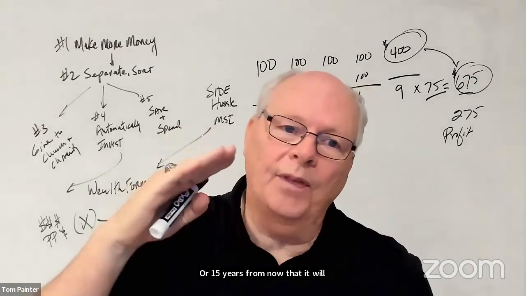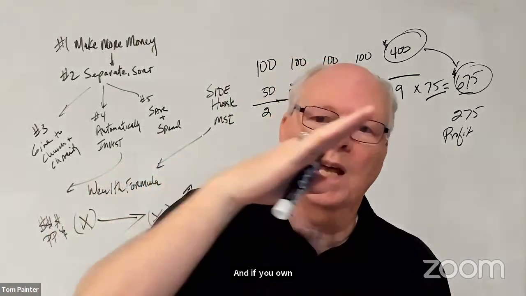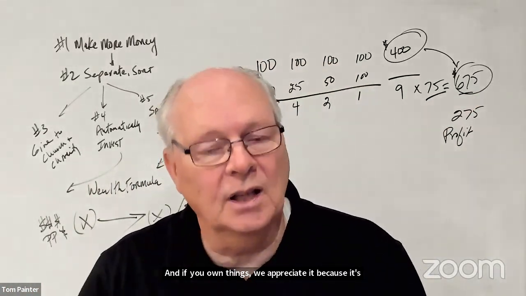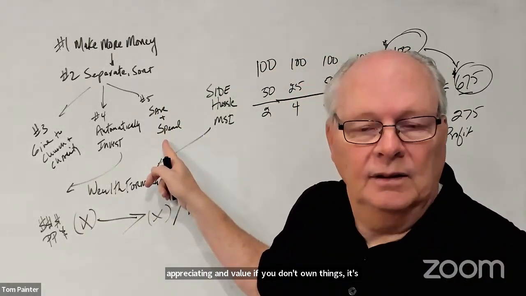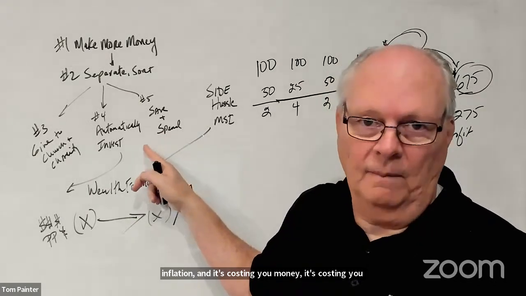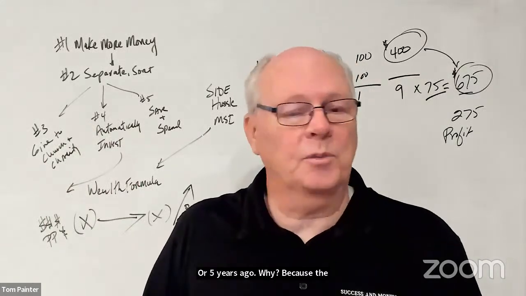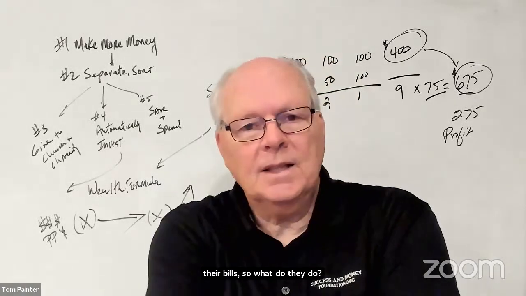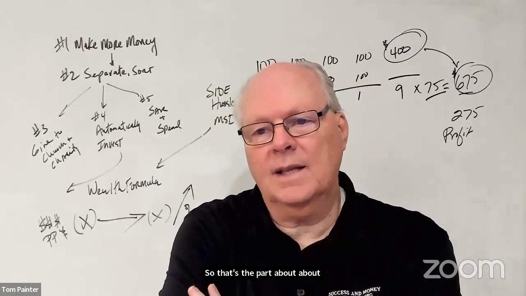And if you own things, we appreciate it because it's appreciating in value. If you don't own things, it's inflation and it's costing you money. It's costing you more to live. Onions cost more today than they did 2 years ago or 5 years ago. Why? Because the governments can't pay their bills. So what do they do? They just print more money. They're watering down the milk. So that's the part about supply and demand. That's the part about the dollar cost averaging.